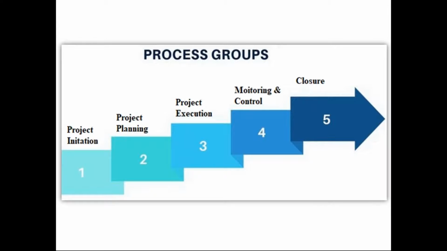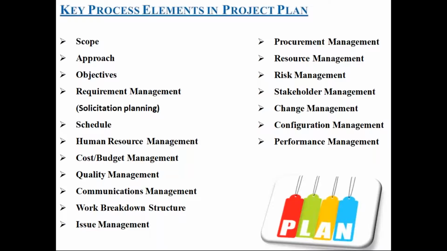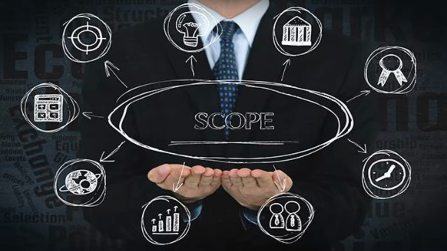The project plan consists of key process elements or components. As you can see below, the key process elements are the scope, approach, objective, requirement management, schedule management, human resource management, cost budget management, quality management, communication management, issue management, procurement management, resource management, risk management, stakeholder management, change management, configuration management, and performance management. In this video, let's discuss the key process element, which is the scope.